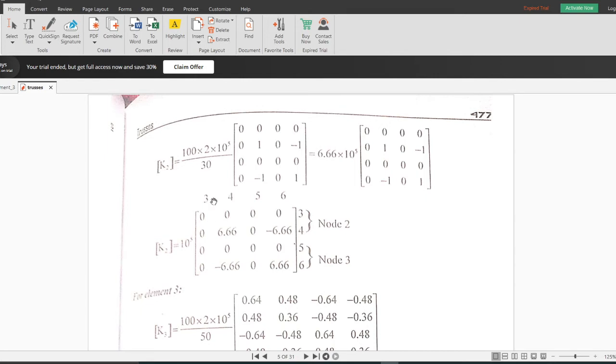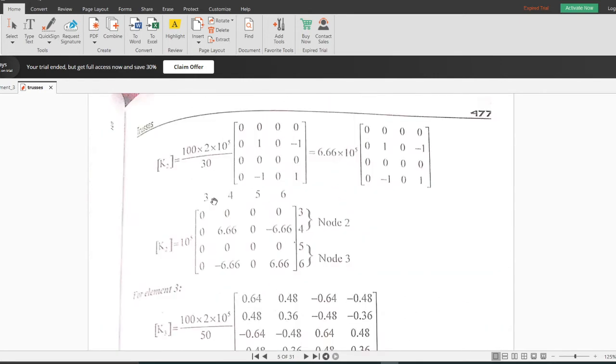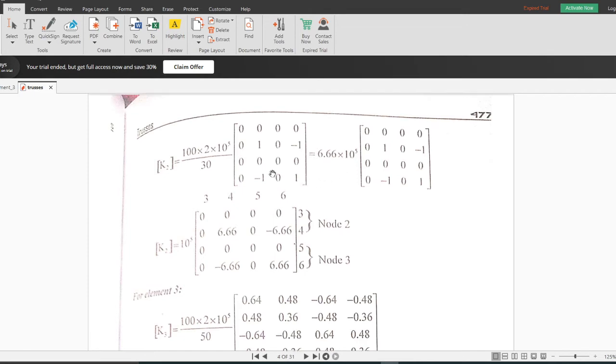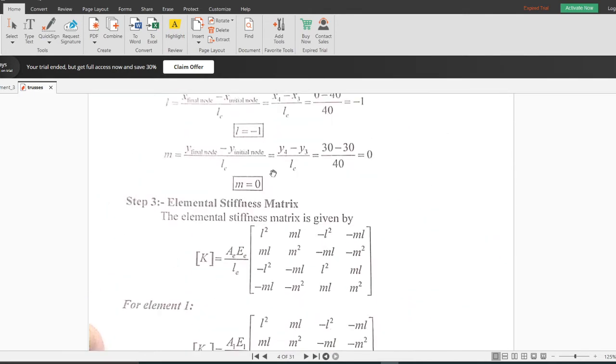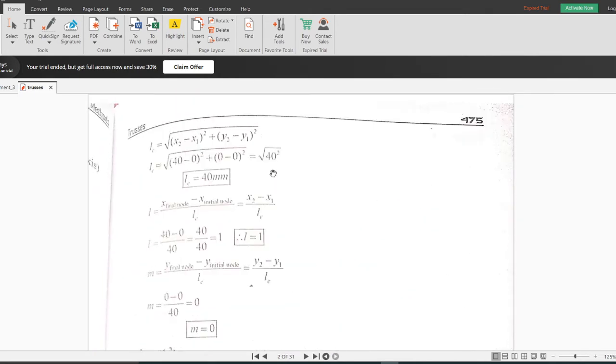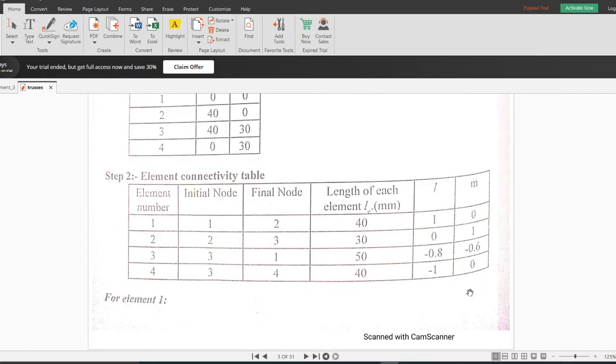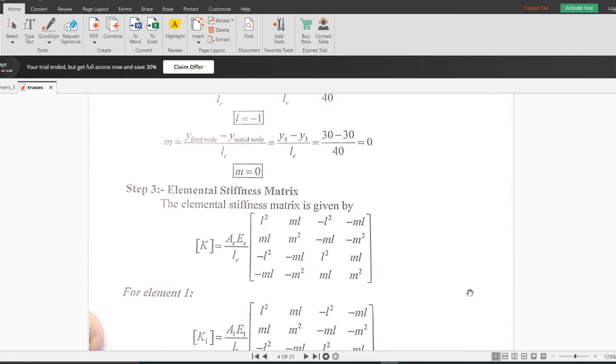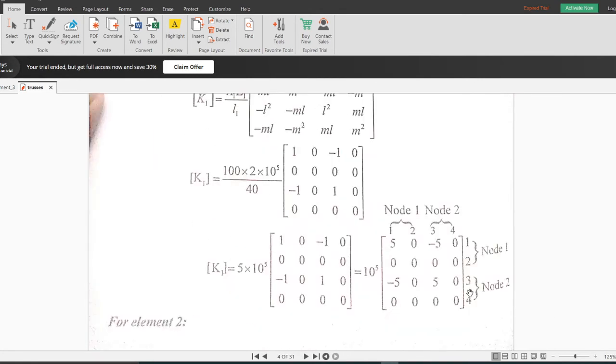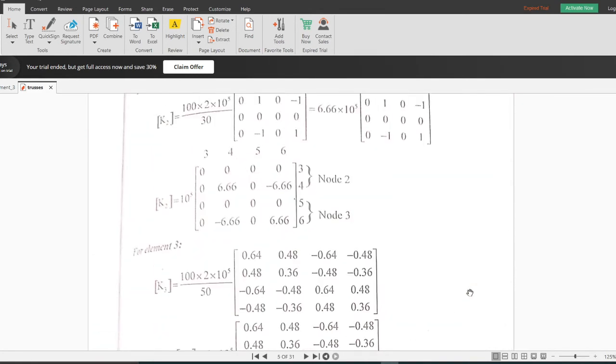K2 is also the same thing. A2, E2 by L2, and the LM terms. Again, what are the L and M values? You can check here in the table: 0, 1. Here also 0, 1 is there. Therefore, it becomes very easy. Where M is there, that becomes 0.